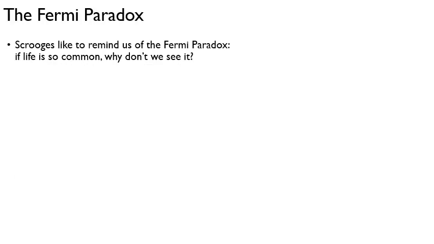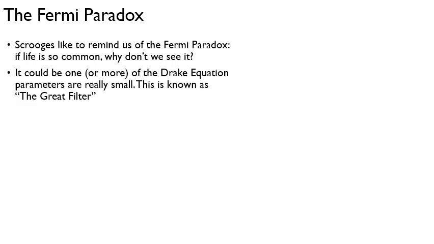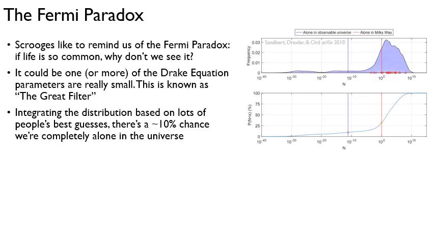So there is this pessimistic viewpoint that people like to bring up. It's called the Fermi paradox. So the question is, if life is so common, why don't we see it, right? One reason is that it could be that one or more of those Drake equation parameters are really small, and people call this the great filter. So basically, maybe forming life is uncommon, maybe forming intelligent life is rare, maybe civilizations aren't around for very long because they blow themselves up. That could totally be the case.